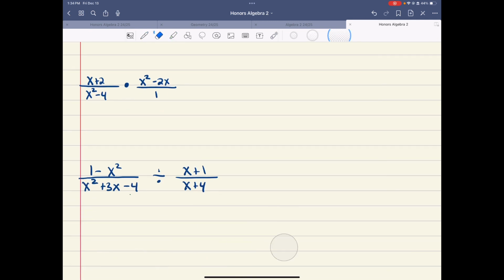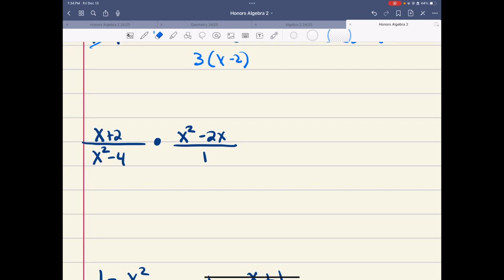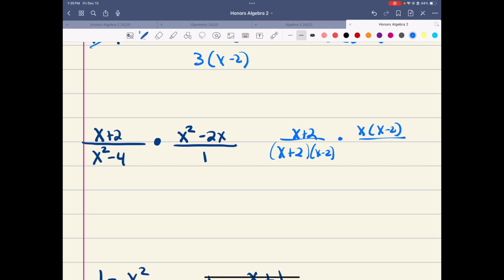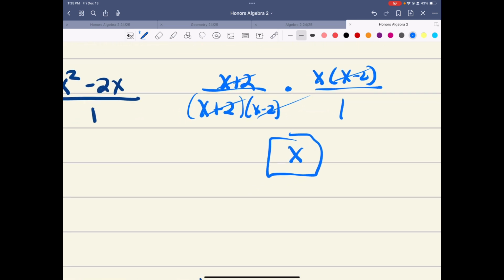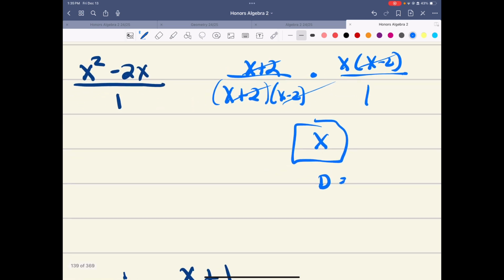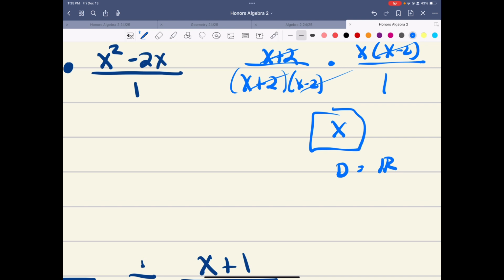And while it's doing that, I'm going to erase that one. All right, it's pretty straightforward. Again, just factor. So x plus 2, x plus 2, x minus 2 times x, and then that's going to be x minus 2 over 1. So really simplified, it's just x. The domain is going to be all reals, except for x cannot be 2 or -2.